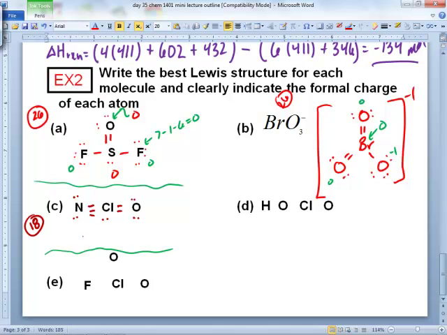NCLO. And then you got a chlorine. So this is kind of a nice answer too. So Paul got a nice answer for that C too. He just has a double bond on the chlorine oxygen. Okay, so that's another possibility.